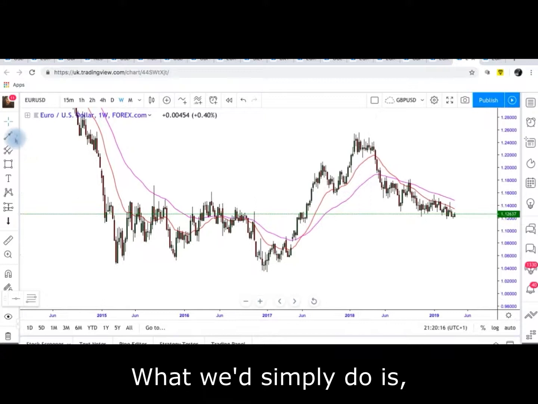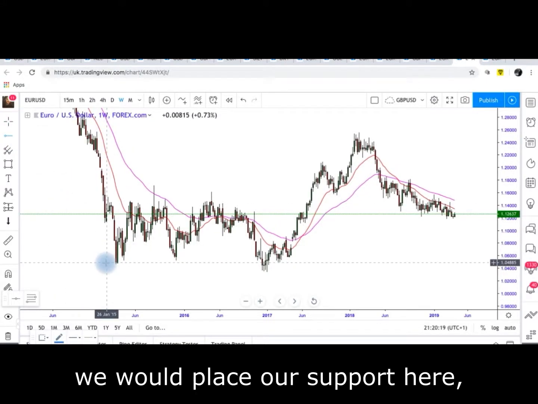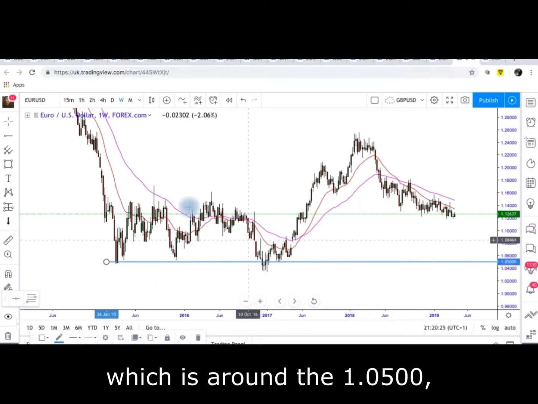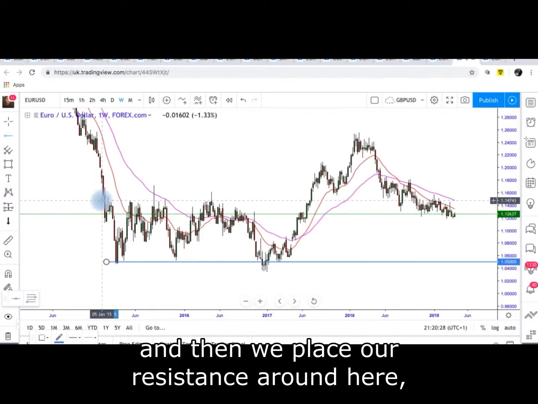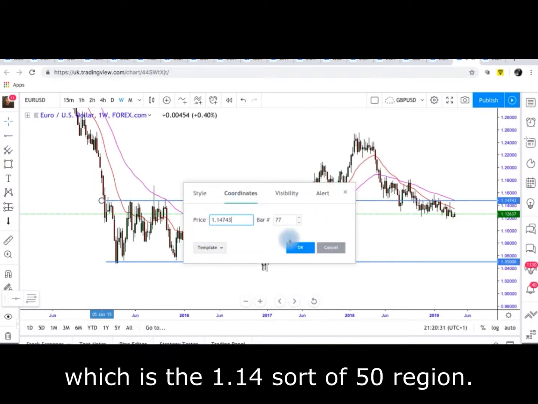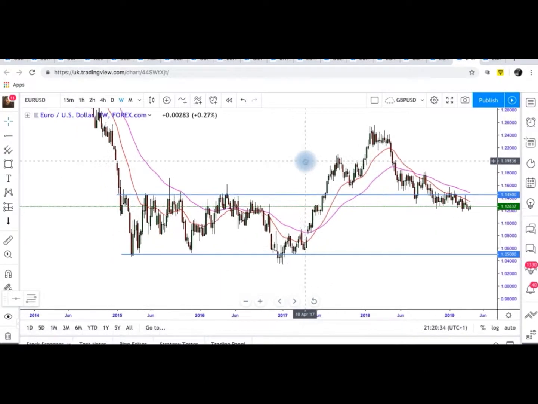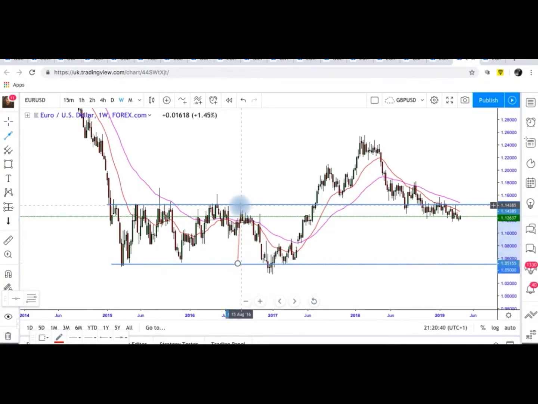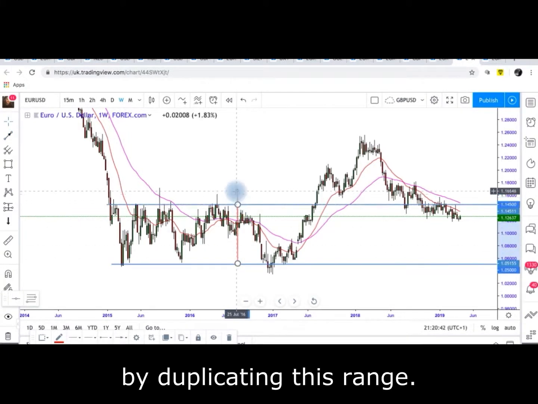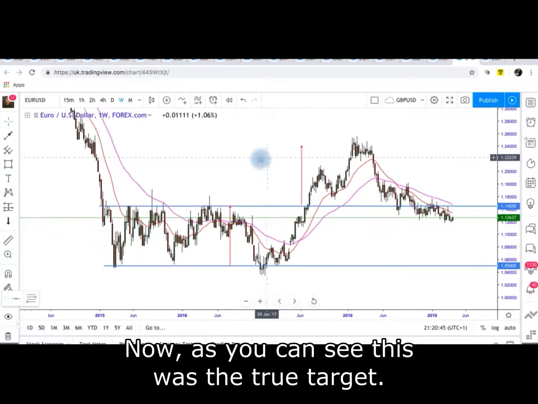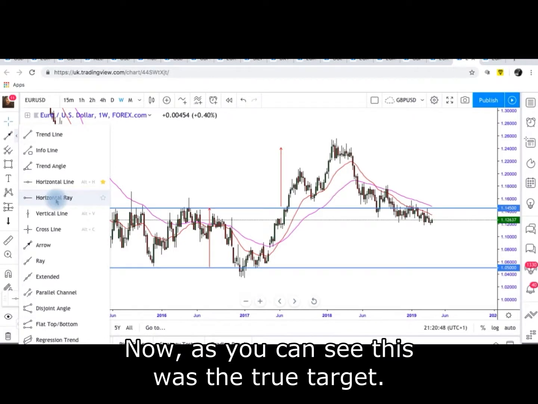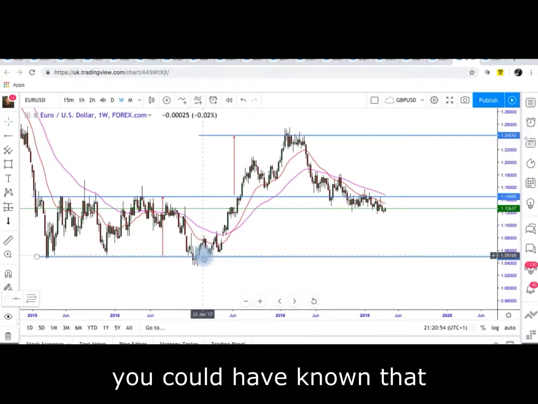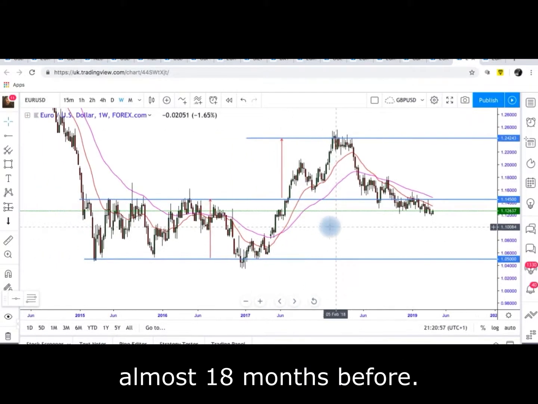What we would simply do is place our support here, which is around the 1.0500. And then we would place our resistance around here, which is the 1.1450 region. And we can simply see how accurate range targets are by duplicating this range. Now, as you can see, this was the true target. So we would have simply known that the moment this broke out, we were coming up to this region. You could have known that almost 18 months before.